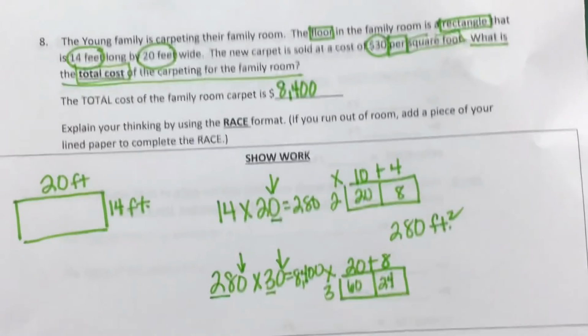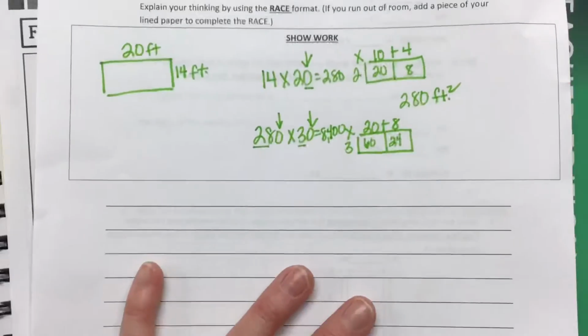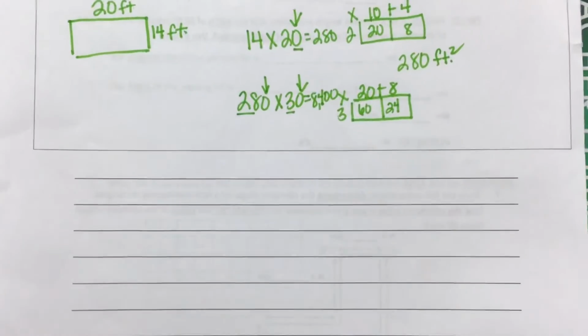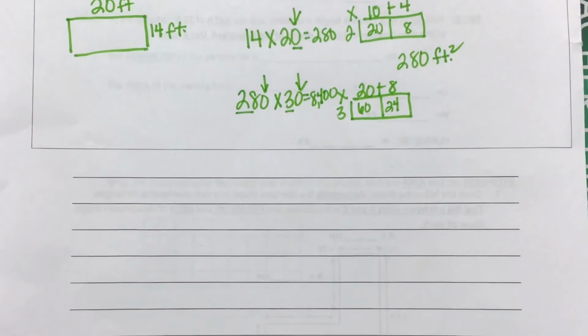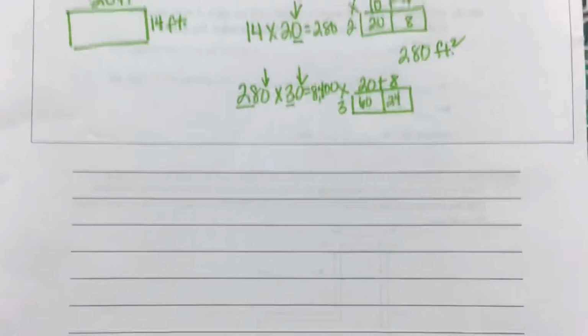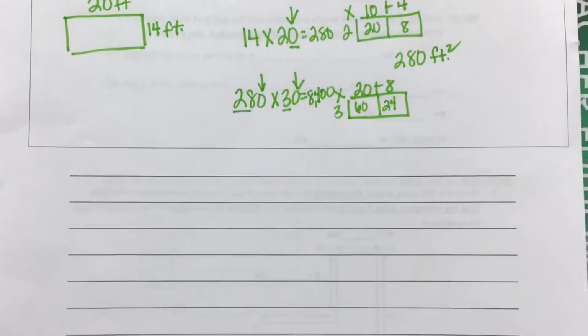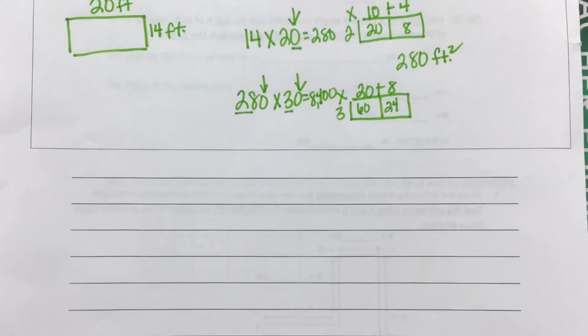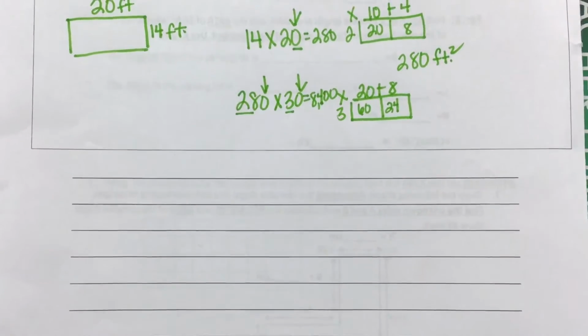Okay, now let's talk about this RACE. The first step is to restate and answer. The question is, what is the total cost of the carpeting? How can I restate and answer that question? Every hand is up. It's either all the way up because you know exactly how to do it, or it's halfway up because you kind of know how to restate an answer.